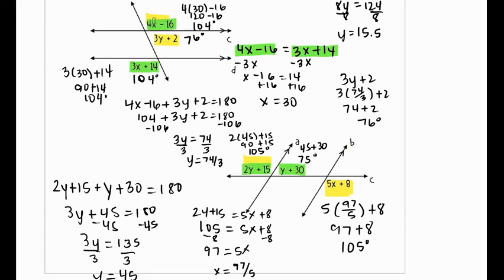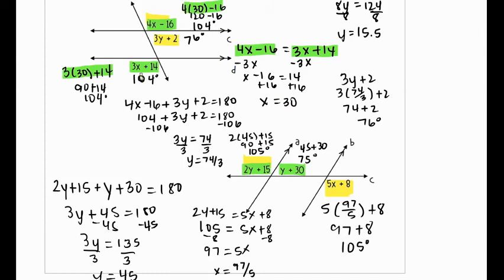I can't do anything with the fact that this is a linear pair yet because this is an x, this is a y. I wouldn't be able to solve for both variables in one equation there. So I'm going to first solve for x and then go back and solve for y. So when I solved for x here, I figured out that x equals 30, and I plugged that into both of my green expressions, and I figured out that those two green angles were 104 degrees.